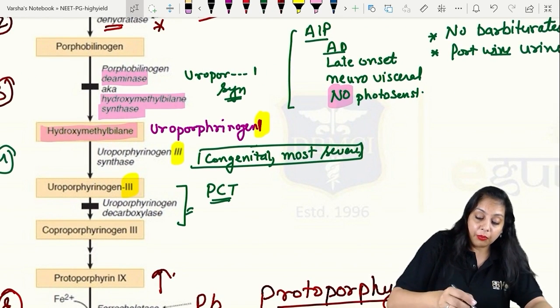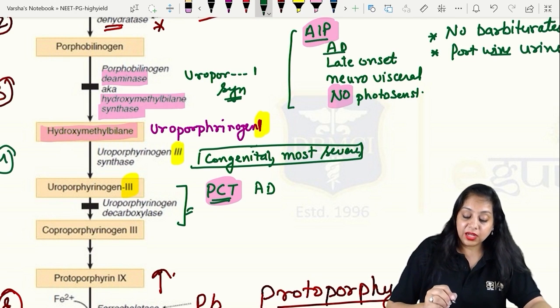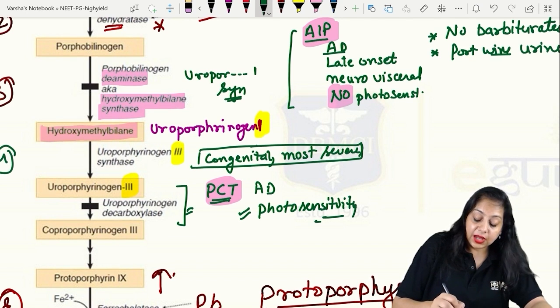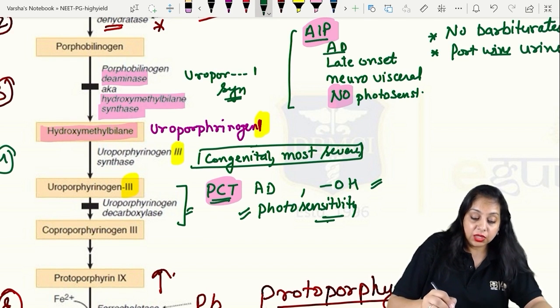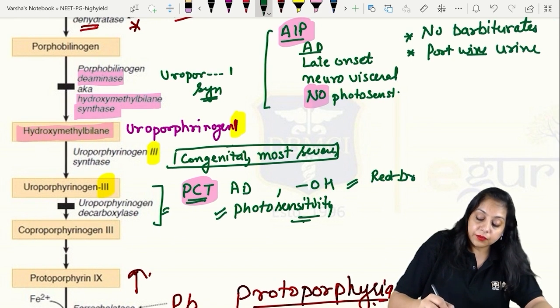If you have to figure out which one is the one in the exam: both are autosomal dominant, both have late onset. It also has neurovisceral symptoms, but it also contains photosensitivity towards light. It is exacerbated by alcohol, and the patient's urine will be red brown to deep brown urine.